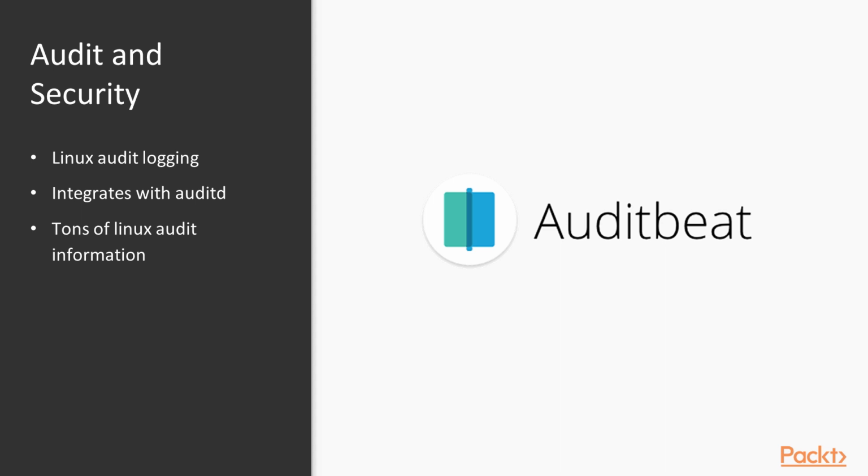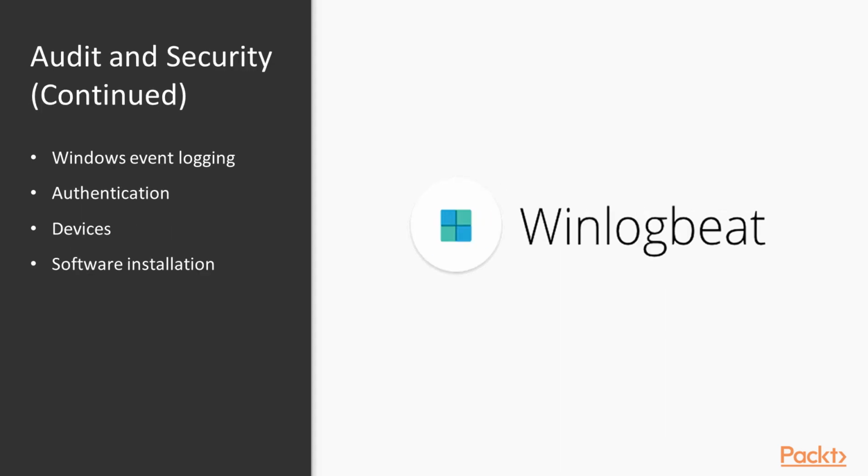Next, let's talk about security and audit. So Auditbeat is a beat that you run on a Linux system. It does integrate with other auditing mechanisms such as auditd within the operating system. And I was looking at the output of this beat, and there's all kinds of information from file access to authentication requests, sudo requests, directory changes, all kinds of the data you're going to get from auditing your Linux system. And Winlogbeat is very similar.